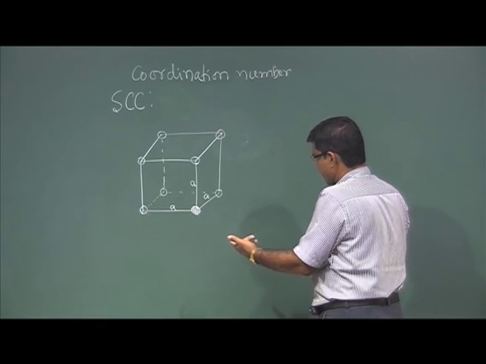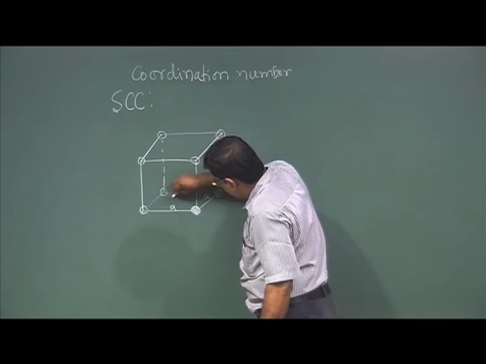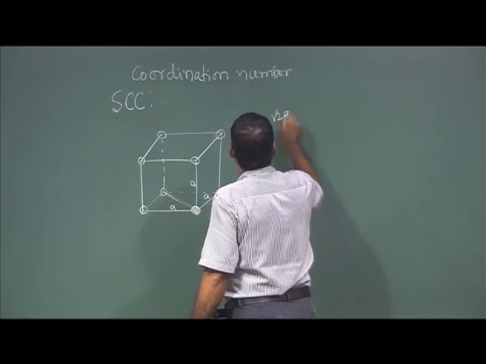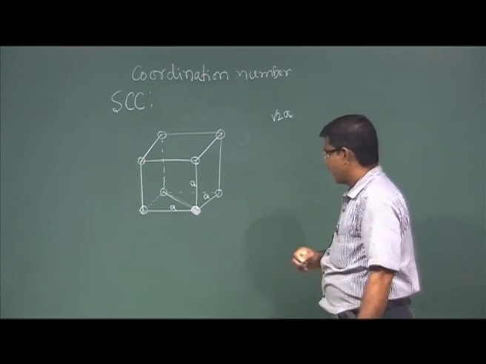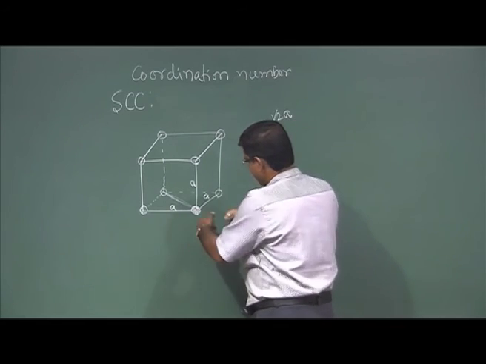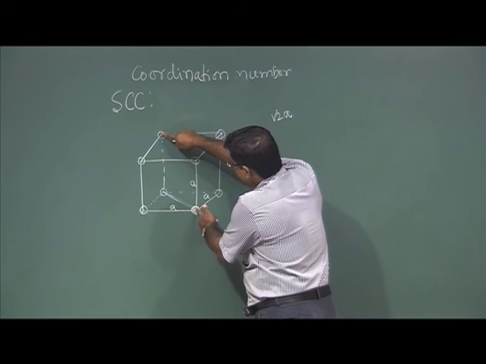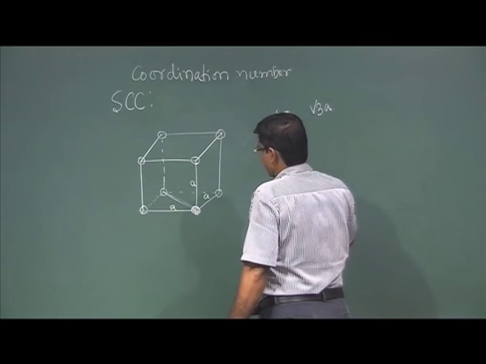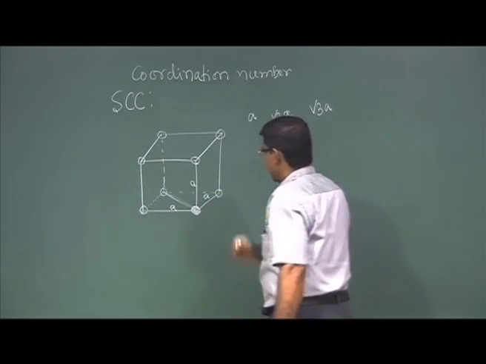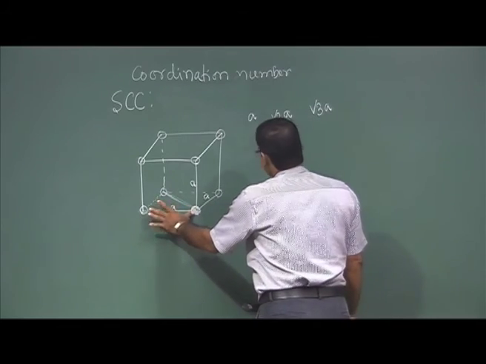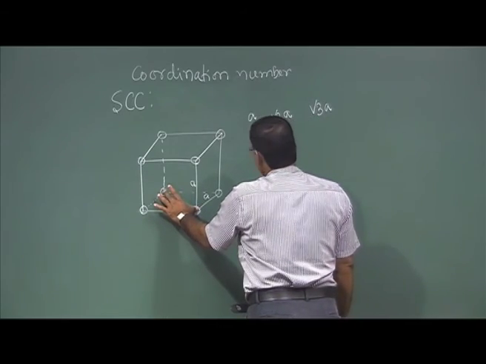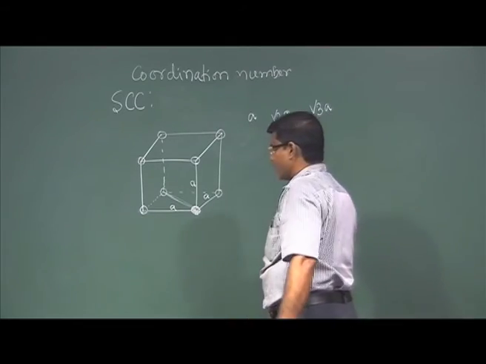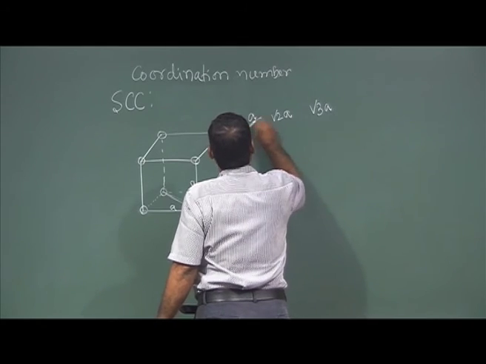Next nearest neighbor, if I say, then it will be along the face diagonal. That distance we have seen, that is root 2 a, right. And the next neighbor will be along the body diagonal. That distance will be root 3 a. So along the axis, the distance between two atoms or two lattice points is a. Along the face diagonal, distance is root 2 a, and along the body diagonal, it is root 3 a. So we can say that this is the smallest distance.